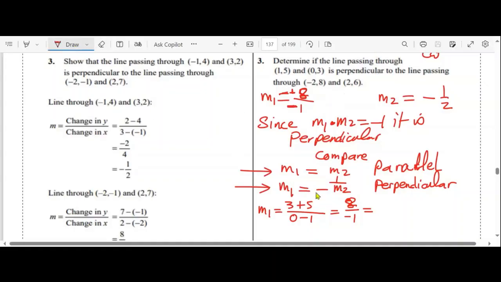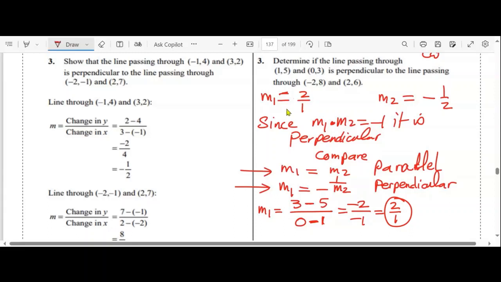Okay, so let's erase this and do it again. So we have 3 minus 5, and then the other one is 0 minus 1. So they give you minus 2 over minus 1, which is equal to 2 over 1. So it was right. What he said is right. You do the next one the same way.